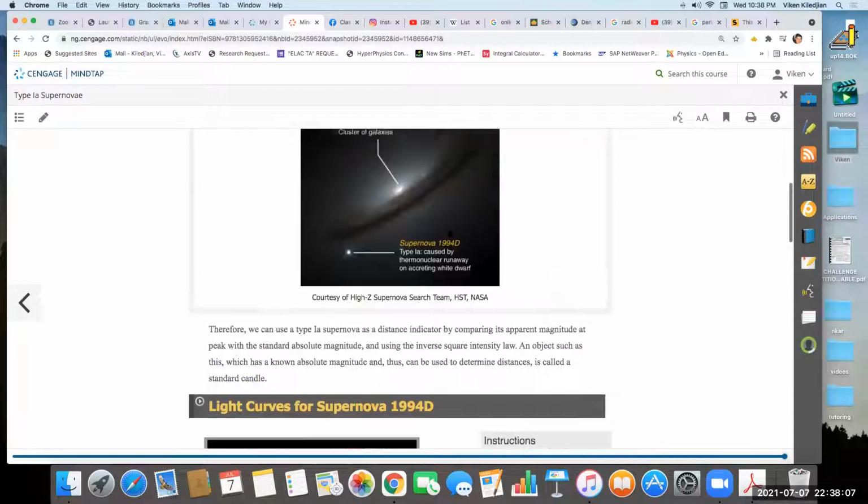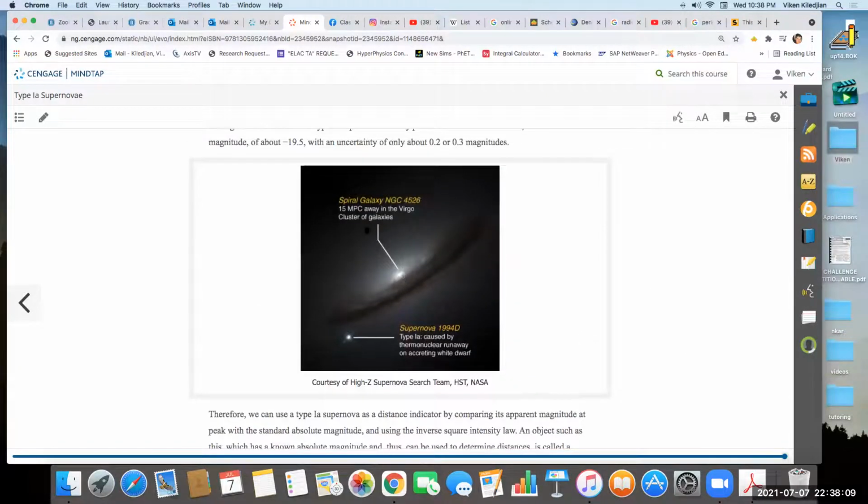And you can see in this picture, here's a spiral galaxy, and then the supernova is right there, off to the side of the galaxy. Now, if you notice in this picture, it's very interesting. The center of that galaxy is what's known as a supermassive black hole, and look how bright that center of the galaxy is. But you look off to the side, and there's a white dwarf star that's exploding. It's almost as bright as the center of that galaxy.